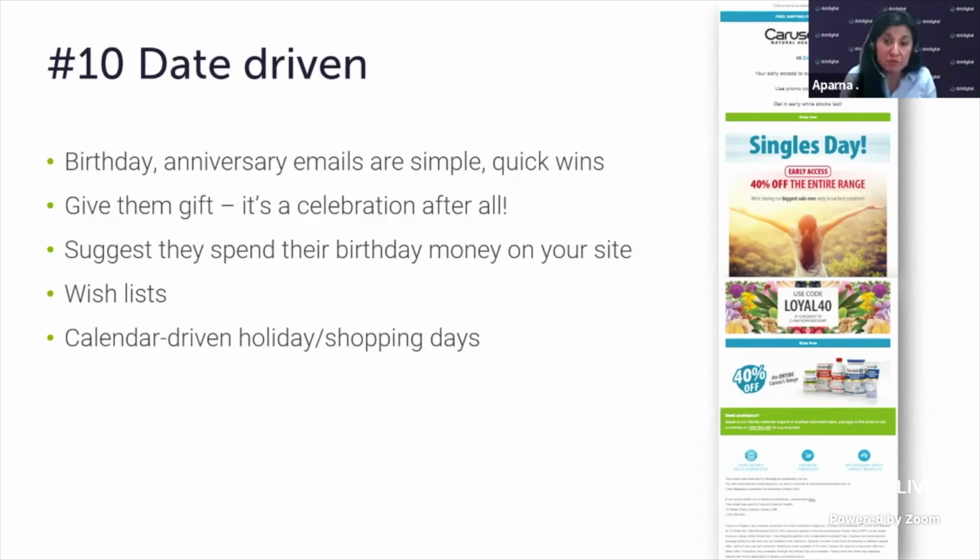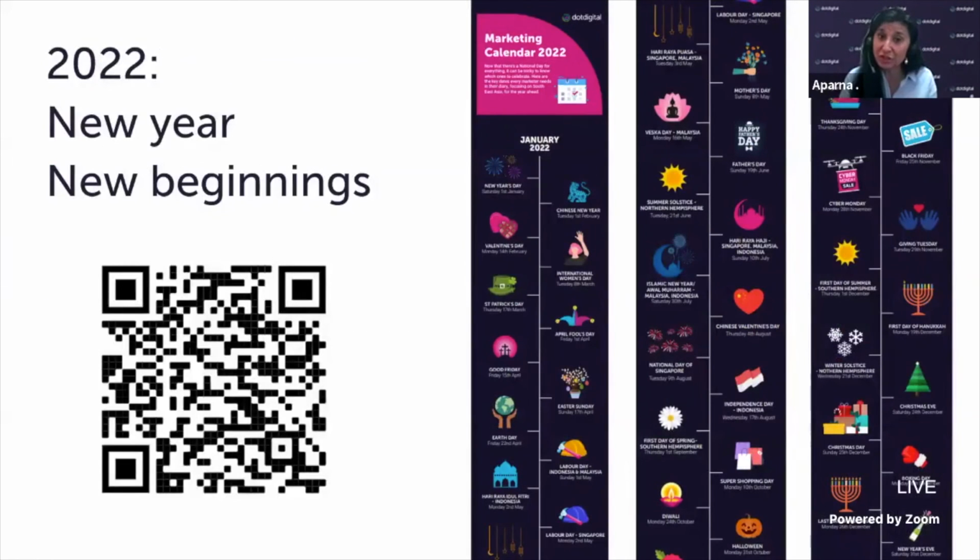This example from Caruso, a natural health client in Australia, showcases their Singles Day campaign on November 11th. And for their loyal customer base, it's a great way to reward their customer loyalty. At Dotdigital, we do an annual e-commerce calendar for important dates across the region, and you should definitely mark them on your calendar. I know there are so many on there.